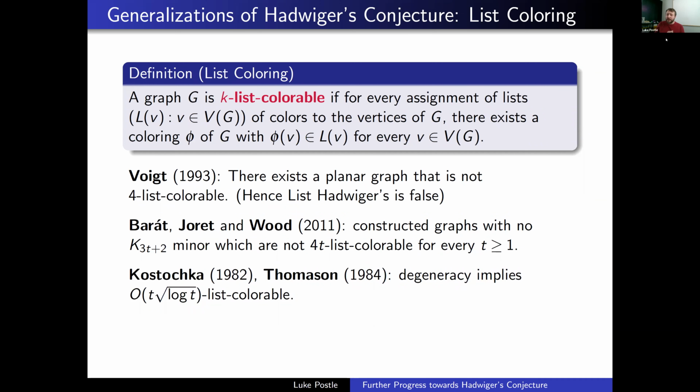And because of the Kostochka and Thomason bound, I should mention, degeneracy also implies list colorability. This greedy argument, you can just greedily color from lists. So that was, again, the state until this recent progress.